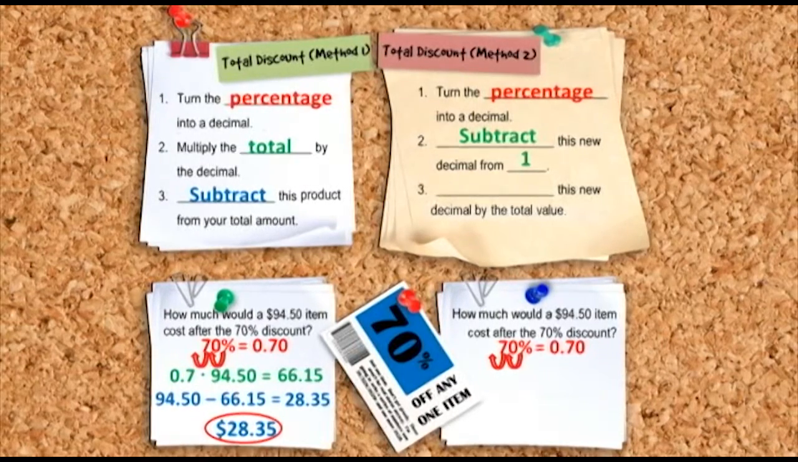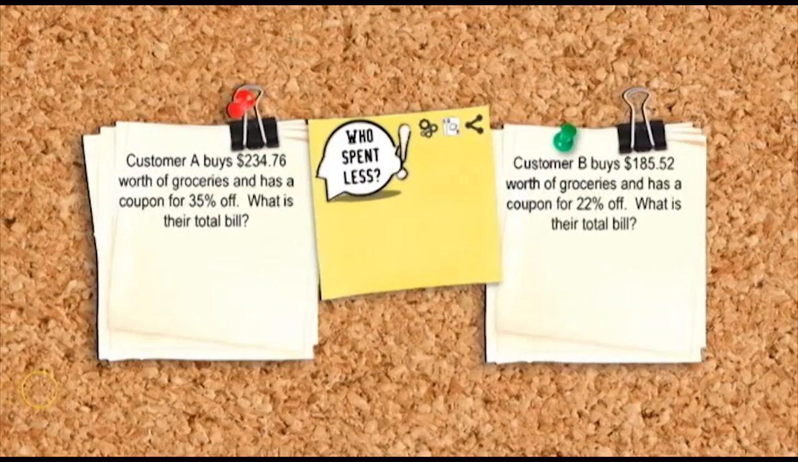Step two, subtract this new decimal from one. So again, this could be a quick calculator moment. One minus 0.7, I write out my work so I can model what I'm going to be typing in. I get 0.3. I'm going to then take this new decimal and multiply it by the total value. So my total value of what I would be paying for my total items is $94.50. I'm going to multiply it by 0.3.